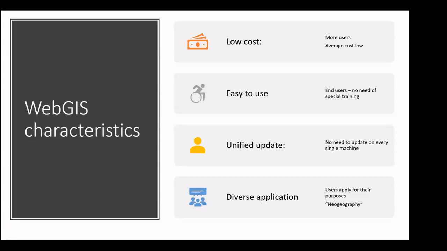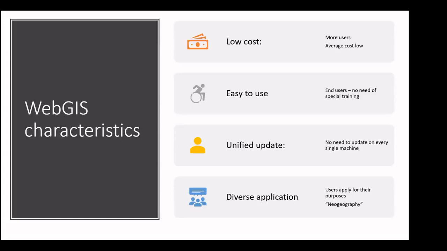There is a concept called geography, which came way back in 2007, but it is actually happening now, which is also a mashup kind of a thing, which pulls the data from different sources and puts it in a single platform for the user for ready use. So these are some of the characteristics I put.